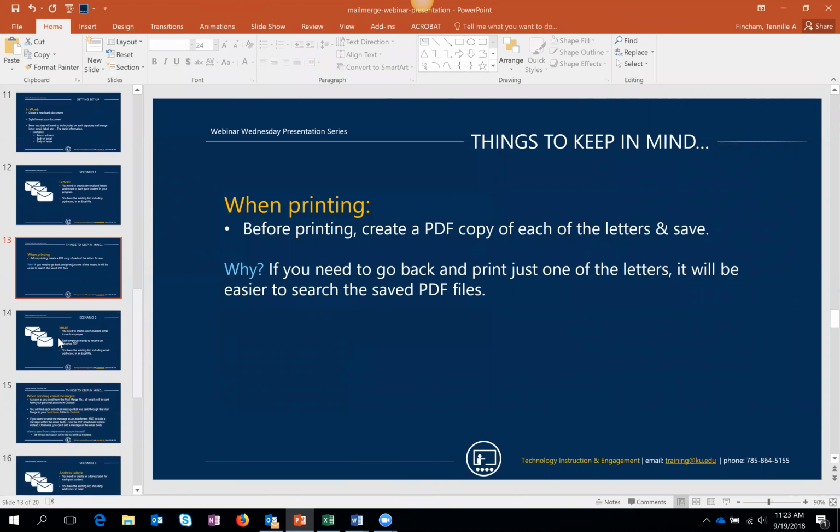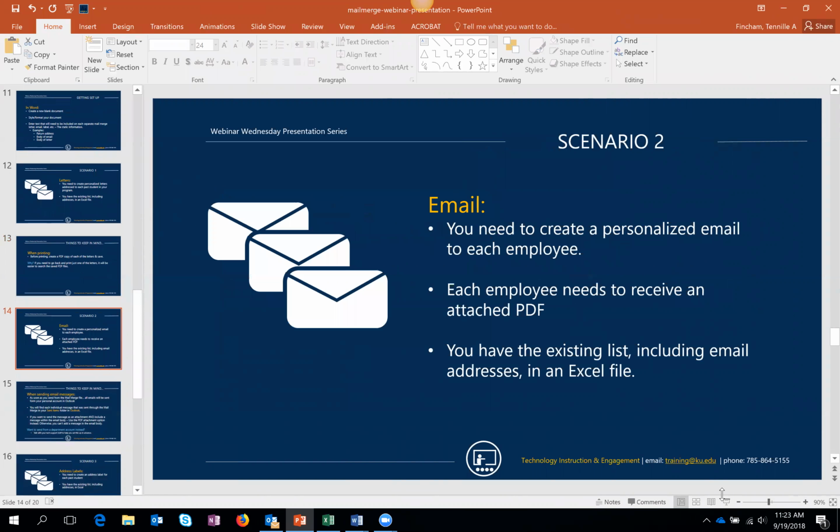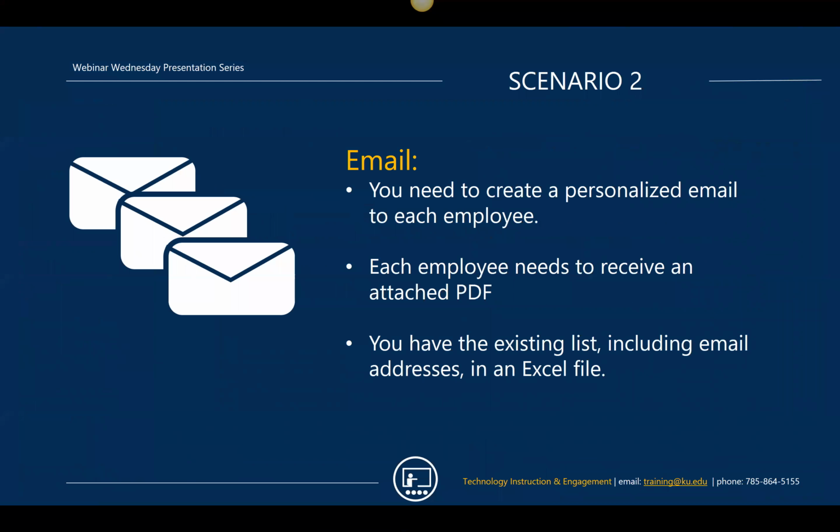Another scenario that you may have is you may need to create personalized email messages. So a couple of ways that you could create these. One is that in the body of the email message is the information that the employee needs. Another way that you could create this is that you need to attach a PDF, and then the body of the email will say something else. This also assumes that you have that existing list, including those email addresses, in the Excel file.